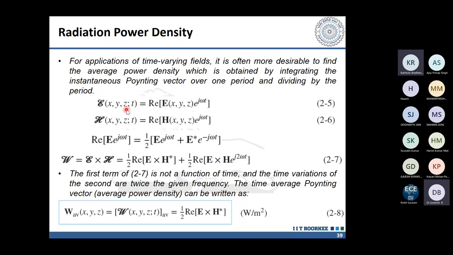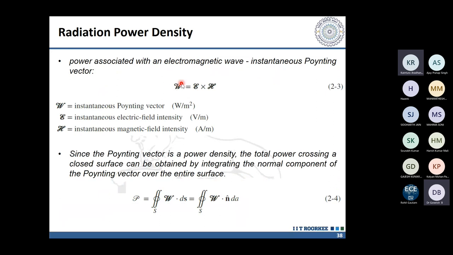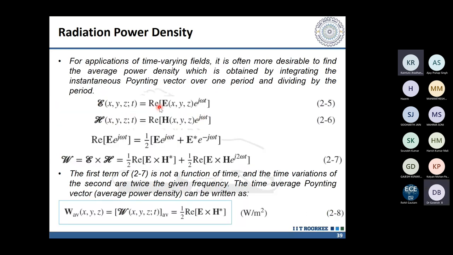We want the average power density, right? So we have to take the cross product of E and H. We will see in the tutorial how we get this expression. We get a very interesting expression for the power density, with two components, a first part and a second part. On the second part, it is interesting to observe that it is varying with twice the frequency.